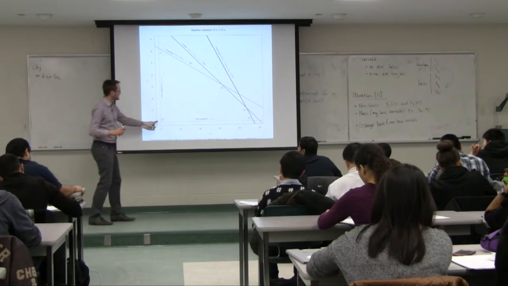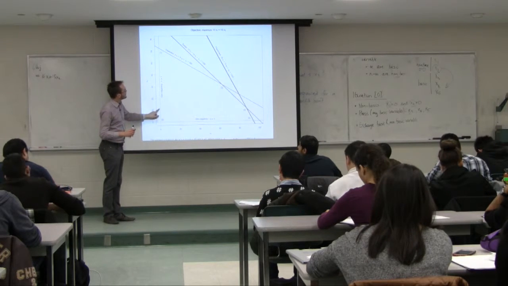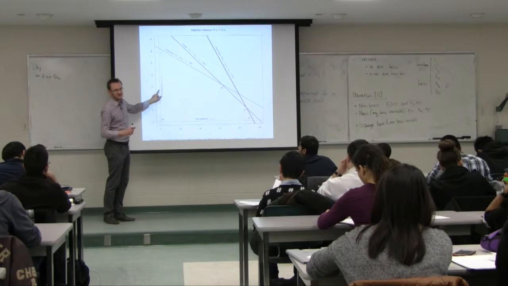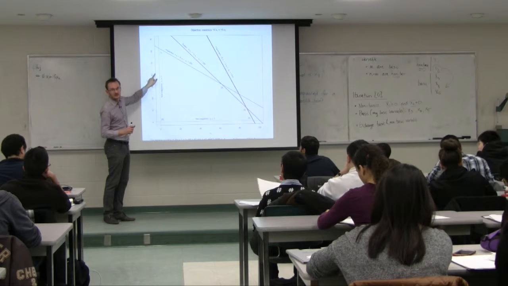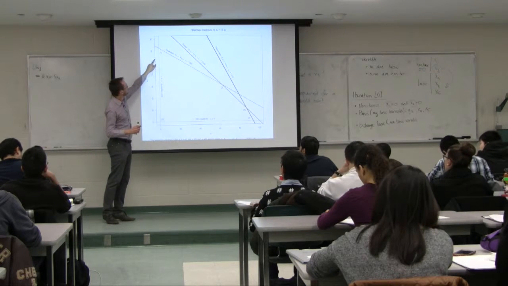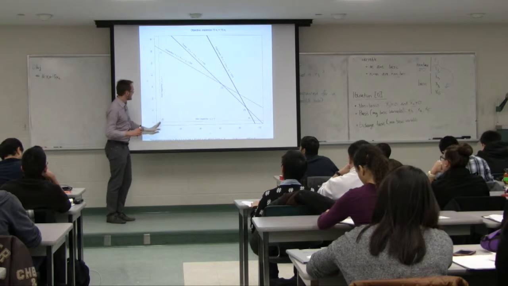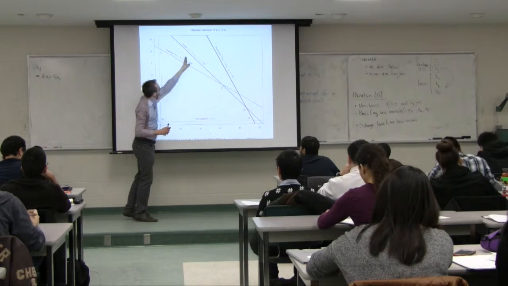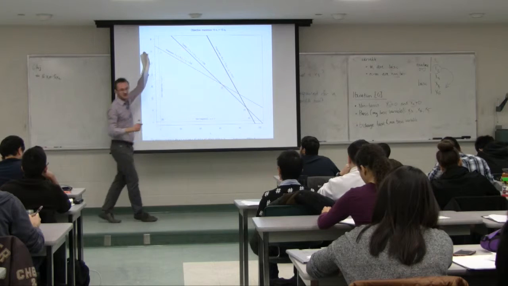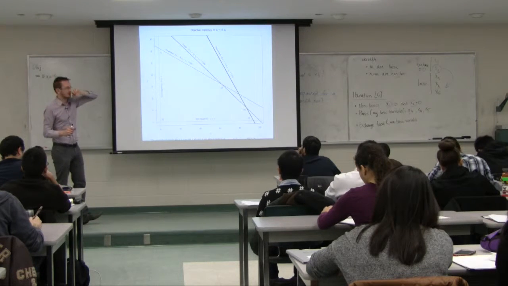X2 is increasing. Which of those three constraints is it going to hit first? Inspection, soldering, or placement? It's going to hit inspection first. So as X2 rises up, it's going to hit that constraint first. The soldering constraint is off the page. The placement constraint is even further up the page still.